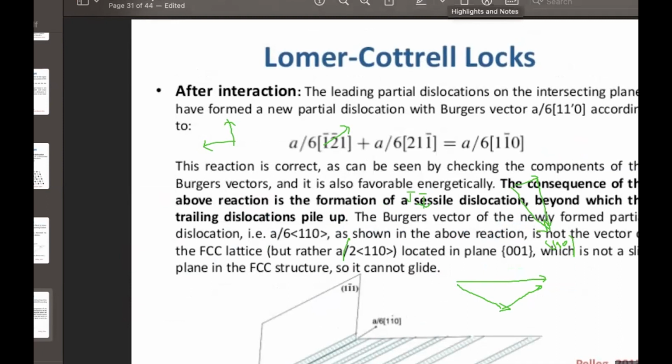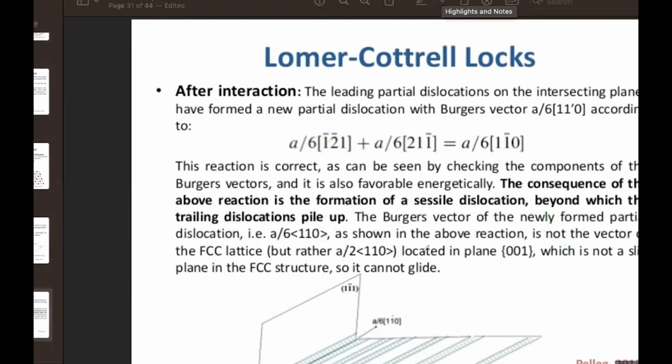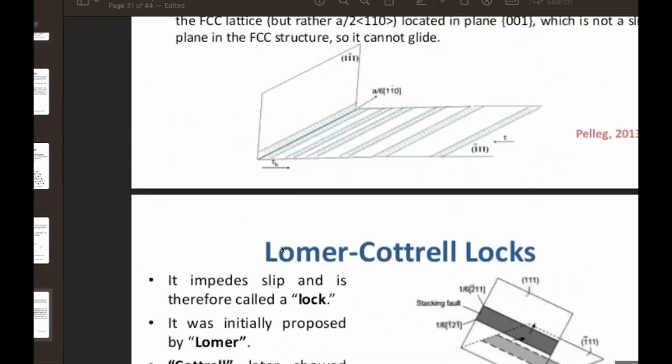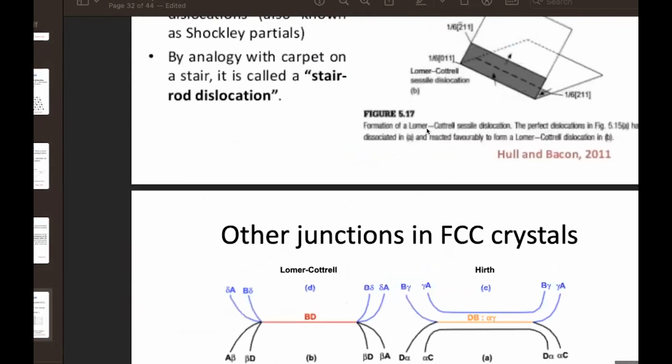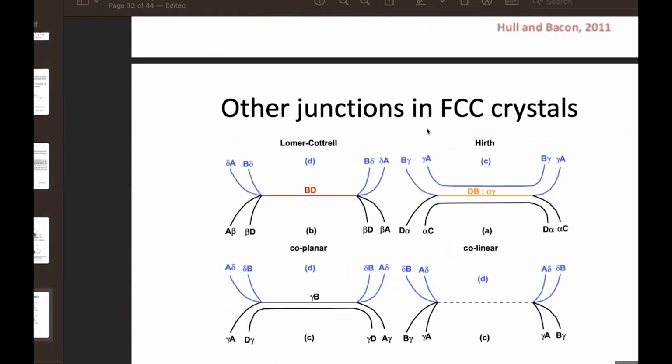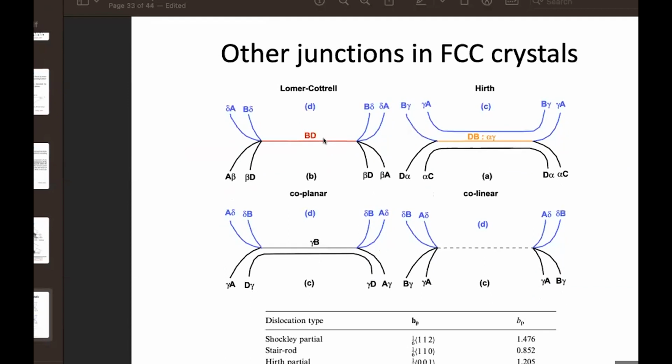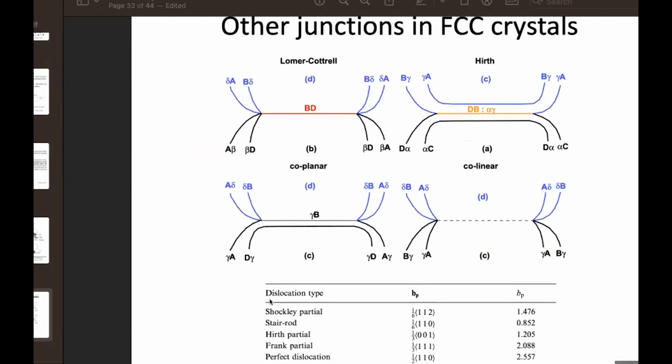I just want to clear this drawing, so I clear all my drawings. So this reaction is very energetically favorable. I think we covered it in the previous class. And this is just a summary.